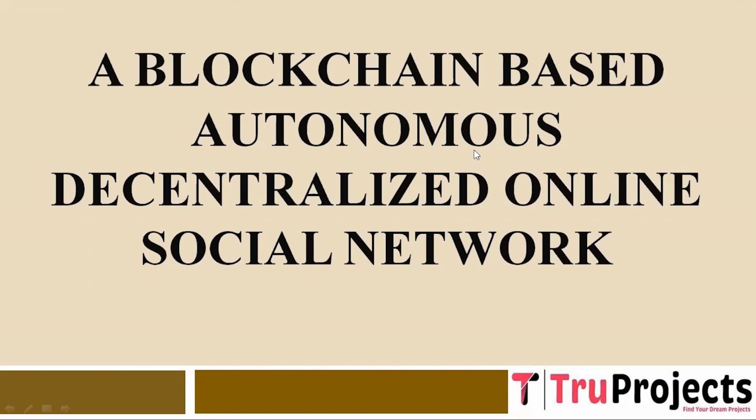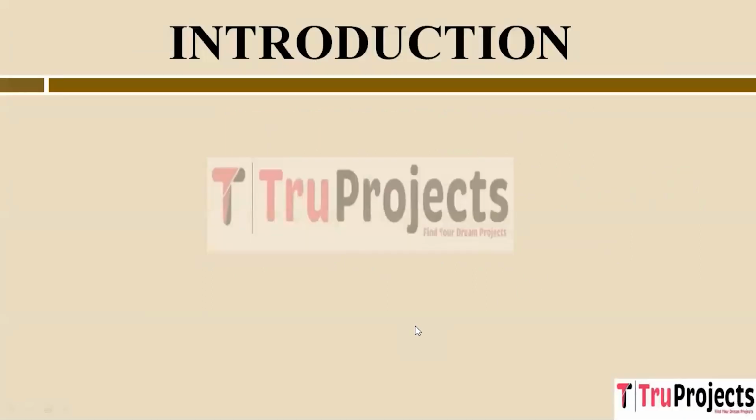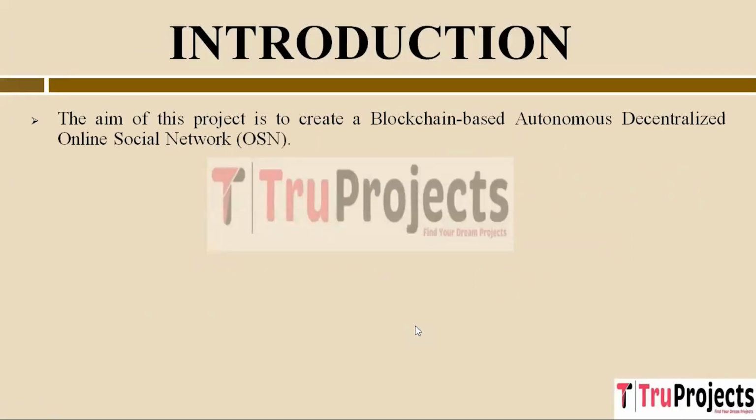Welcome to Two Projects. In this video, we are going to explain the project A Blockchain-Based Autonomous Decentralized Online Social Network. Introduction. In this project, we want to change how social media platforms operate. Instead of relying on one central server, we distribute the responsibility to many computers. Centralized systems have a single point of failure. If that central server gets hacked or crashes, the whole system can fail.